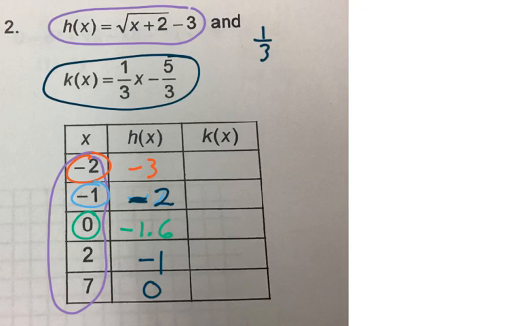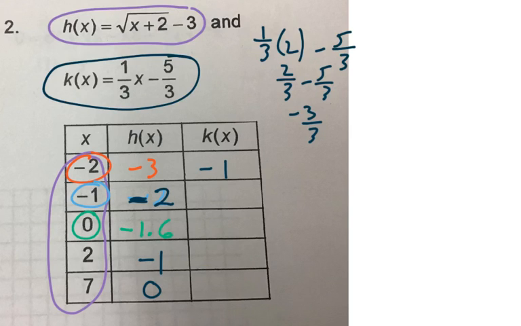So we have 1/3 of 2 minus 5/3. And that's 2/3 minus 5/3. That's -3/3, which is, of course, -1. Oh, I made a mistake there. Guys, did you notice I forgot the negative sign? So I already did 2. So 2 we know is -1. Sorry about that. Notice I did the 2.